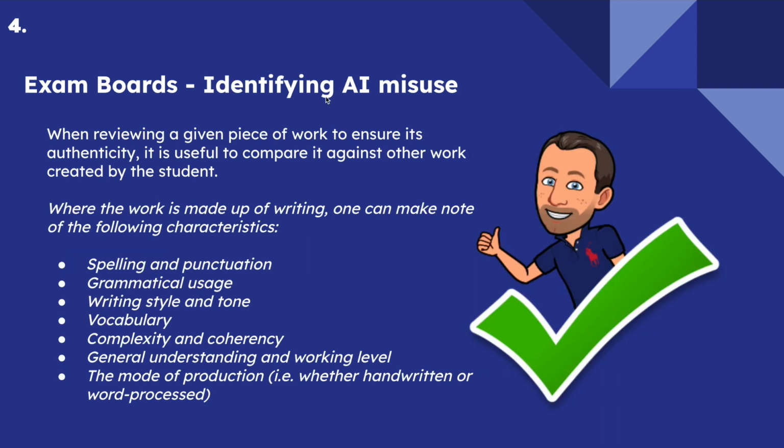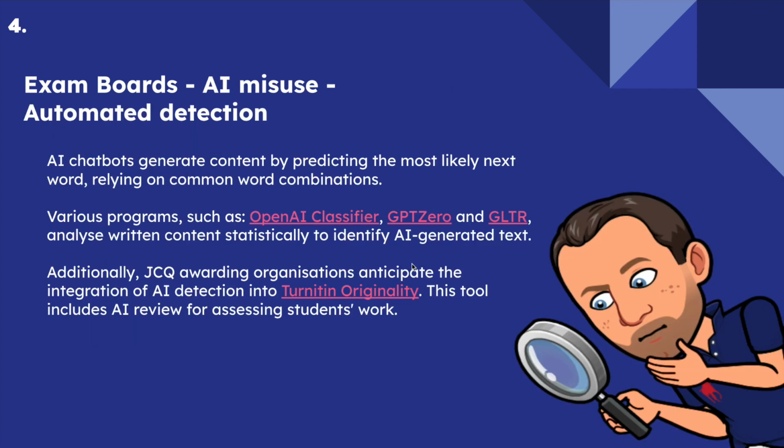So some interesting ways of identifying AI misuse, such as spelling and punctuation, grammatical usage, writing style and tone, vocabulary, complexity and coherency, general understanding and working level, the mode of production, whether handwritten or word processed. Okay, there are some great plagiarism tools. You're probably all familiar with Turnitin, but OpenAI classifier, GPTZero and GLTR are all great tools for identifying and spotting the use of AI. So it might be worthwhile running work through some of these.